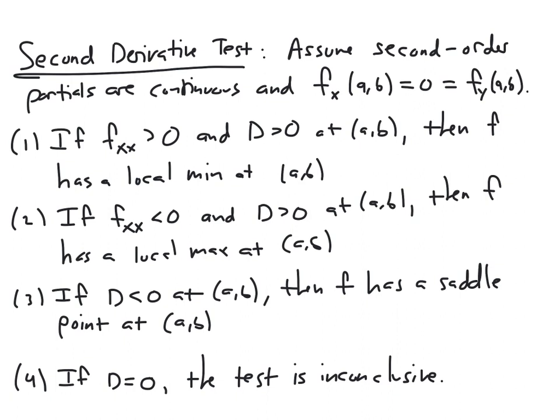As you can see, the discriminant being negative says saddle point. If the discriminant is positive, then we have either a local min or a max. And in this case, if we know we have a local extreme value, the derivative f_xx determines if we have a local min or a local max.